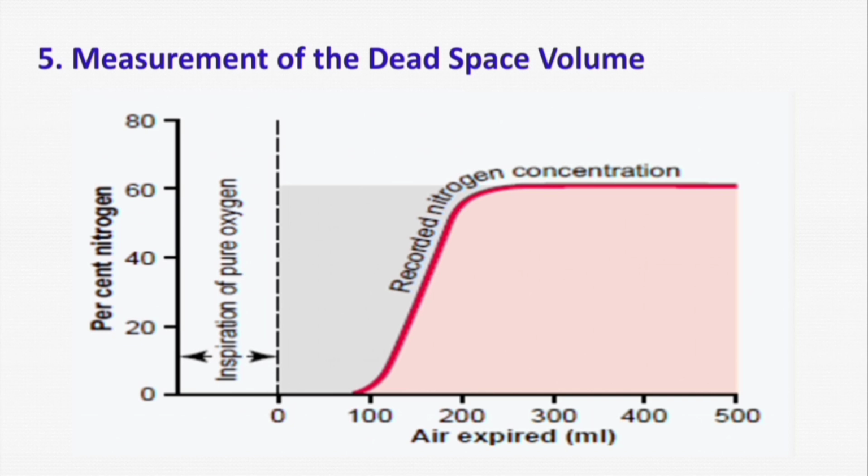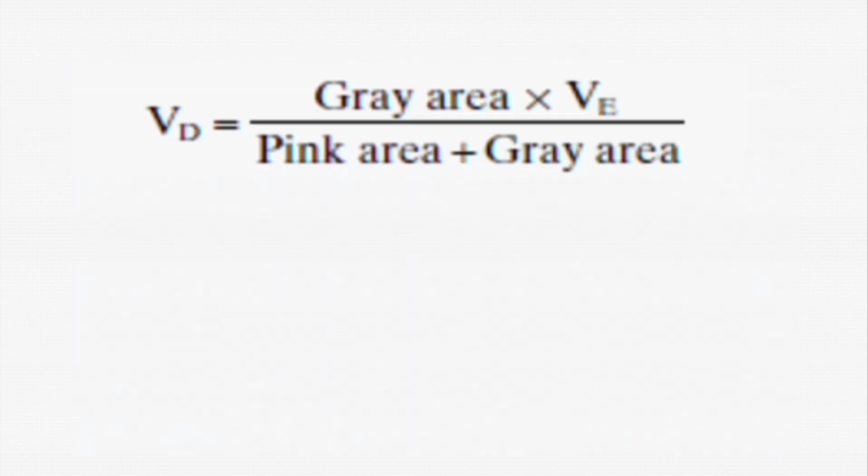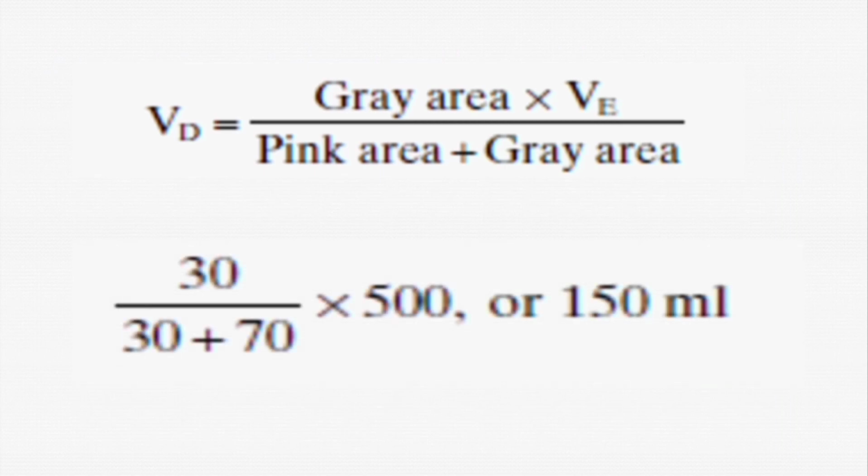Assume that the gray area on this graph is 30 square centimeter and the pink area in this graph is 70 square centimeter, and the total volume expired is 500 ml. Now, by using this equation and putting in the values, we can calculate that the volume of the dead space is about 150 ml.